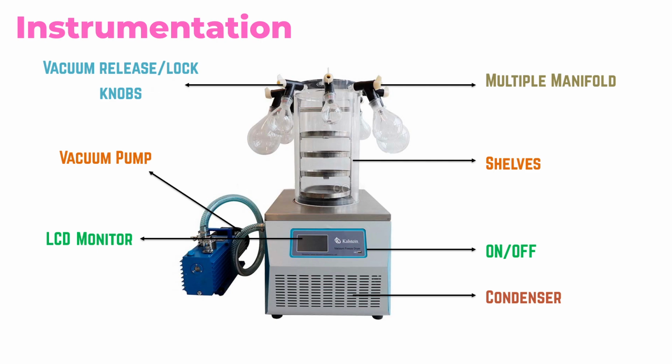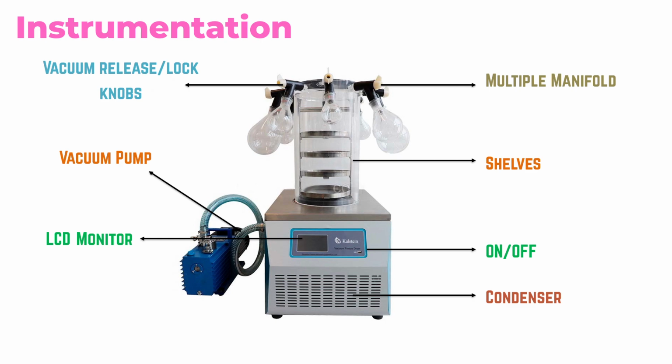Then there are shelves inside the acrylic chamber where we can put our samples in a particular manner. There is an on off switch, there is a condenser, then there is an LCD monitor for the information regarding temperature and pressure, or adjustment of the temperature and pressure, and there is a vacuum pump. So there are mainly three components which are important for the lyophilizer.